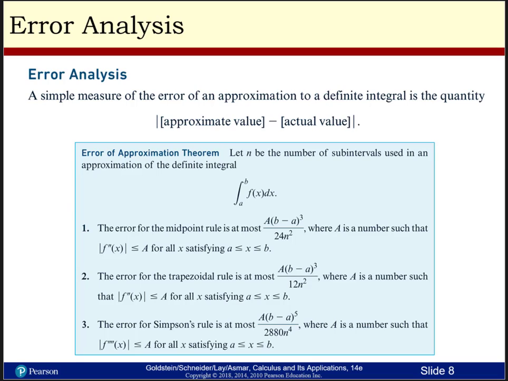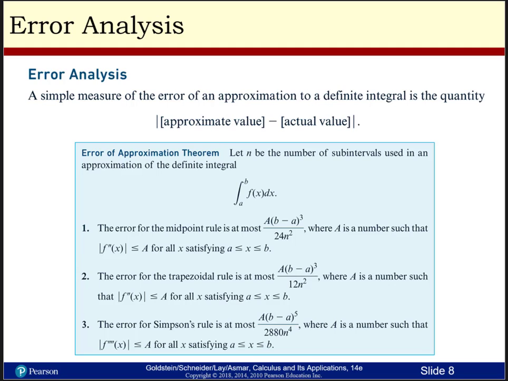The error of the trapezoidal rule is at most a, which is the number such that the absolute value of the second derivative of f of x is less than a for all x in the interval between a and b. That's going to be a times (b minus a) cubed over 12n squared. Likewise, Simpson's rule is basically the same thing: a times (b minus a) to the fifth over 2,880 n to the fourth.